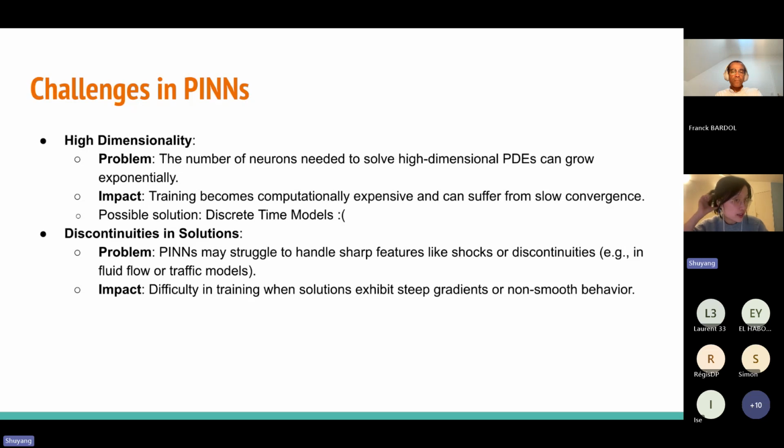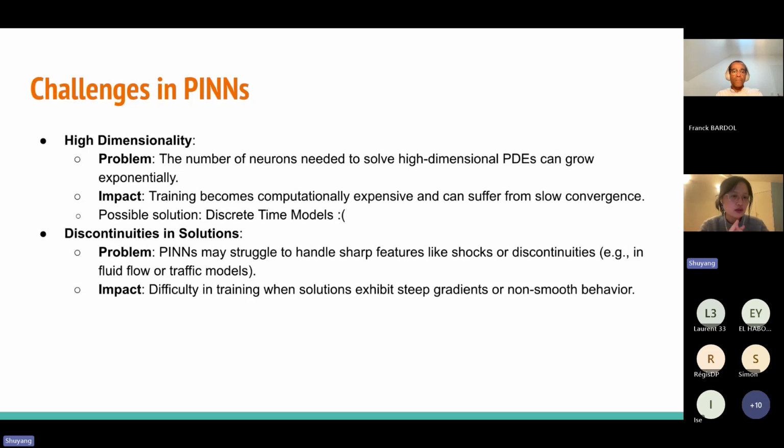And you can imagine that once you have a high dimension, you have to introduce more neurons, and dimensionality can make the convergence very, very slow, or it may not converge at all. Even if it converges, it can be very, very expensive in computation.